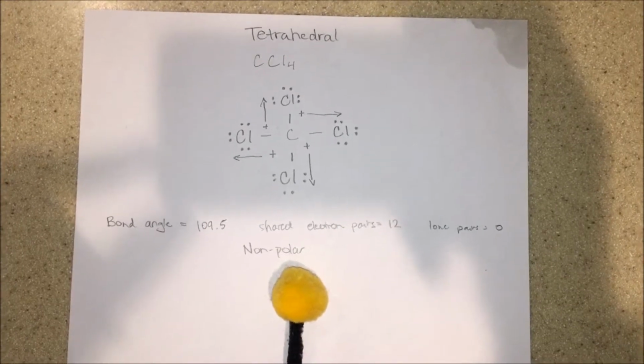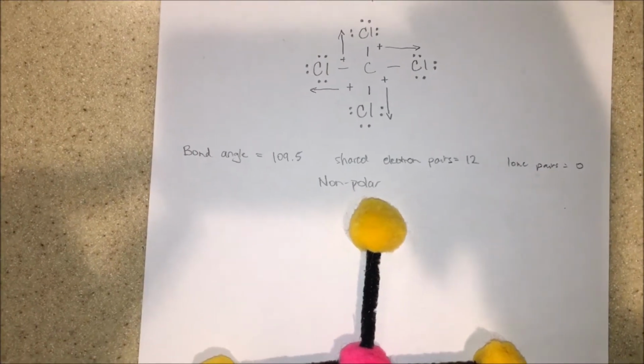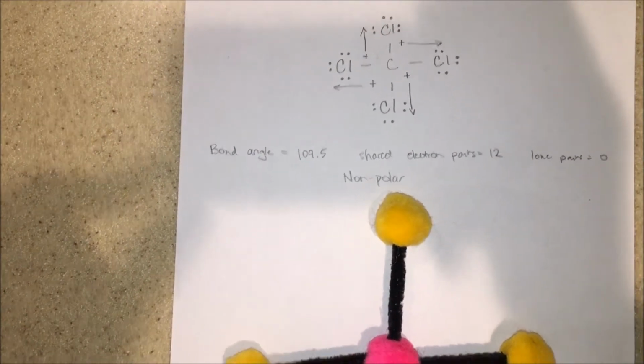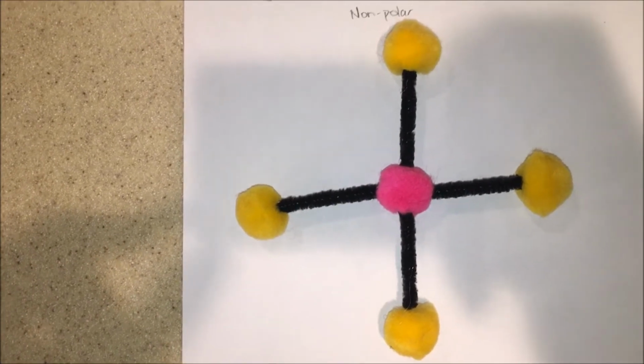Tetrahedral. Carbon tetrachloride has a bond angle of 109.5 degrees, 12 shared electron pairs, 0 lone pairs, and is nonpolar. The pink is carbon and the yellow is chlorine.